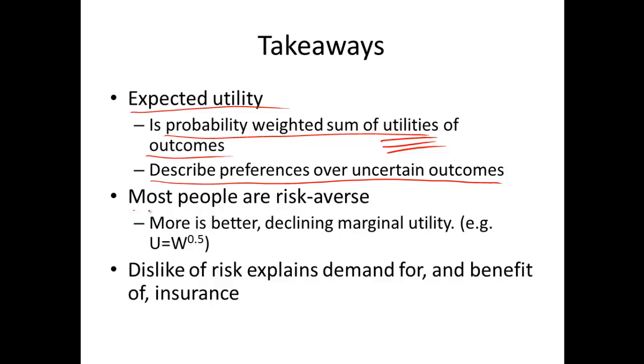A second point I'd make is that most people are risk averse. More is better is a usual characterization of wealth, but typically people have declining marginal utility of wealth, so functions like U equals W to the 0.5 are reasonable ways to model attitudes towards risk. And finally, dislike of risk explains the demand for and the benefit of insurance.